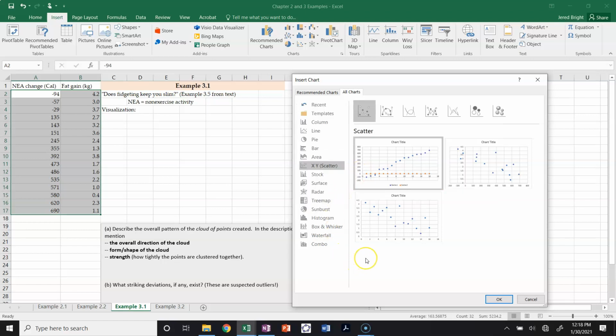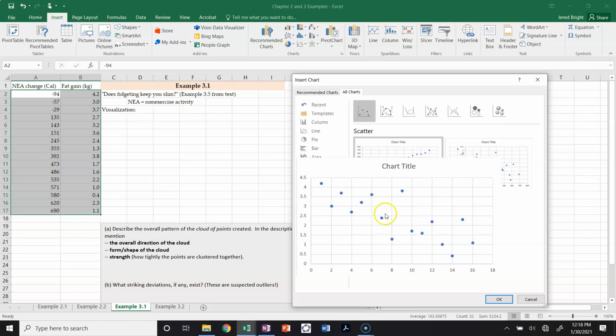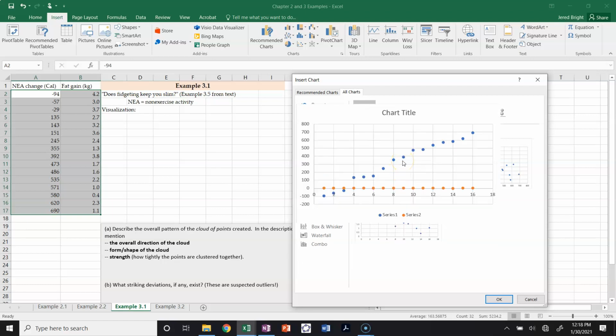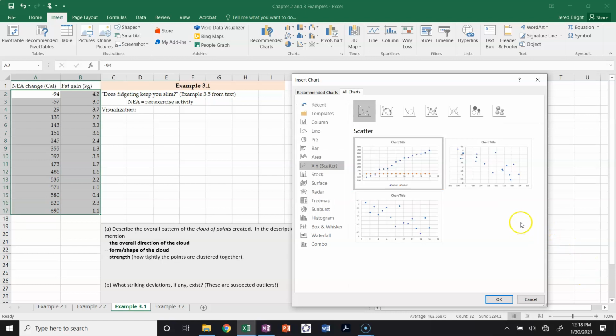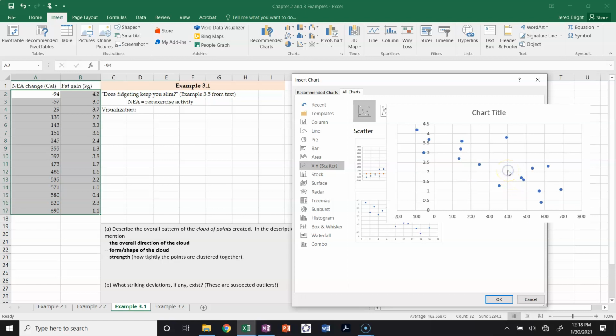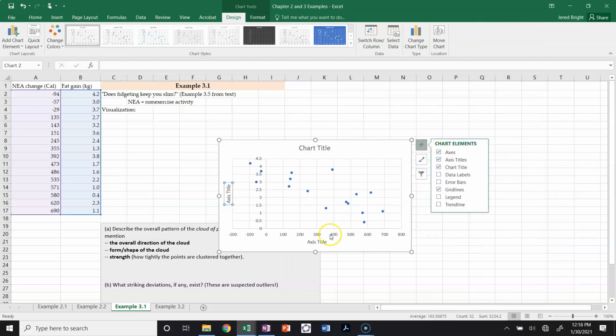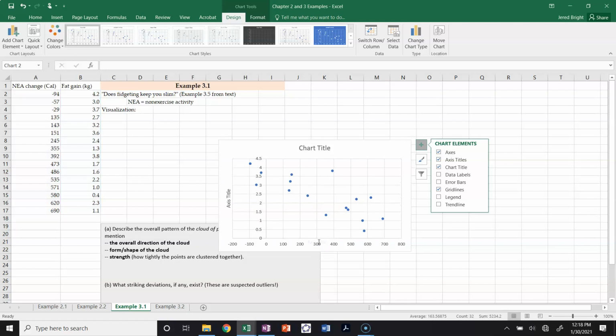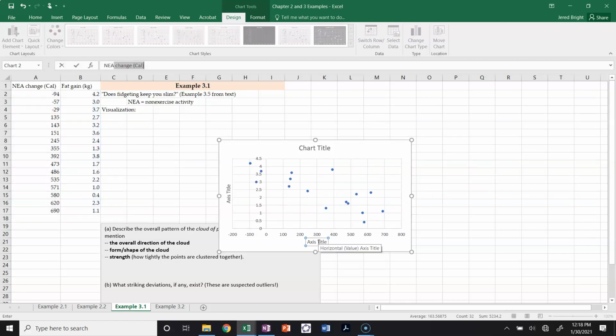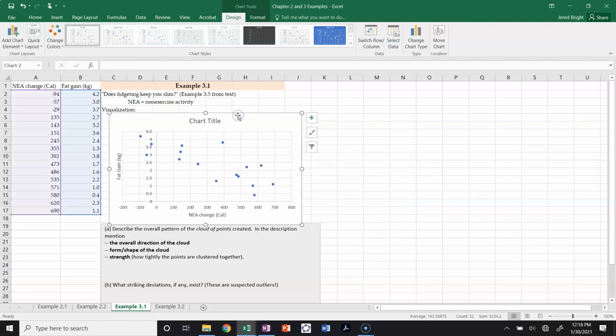You have to be careful with these. I don't want the first one because it's treating that as two separate data sets. What I do want is something that looks like this one, where one variable is on the horizontal axis and the other is on the vertical axis. So my horizontal axis would be the NEA change in calories, and the vertical axis would be fat gain, measured in kilograms. Then I can certainly give it a title. But from here you can see the scatter plot. So great, I created a visualization.